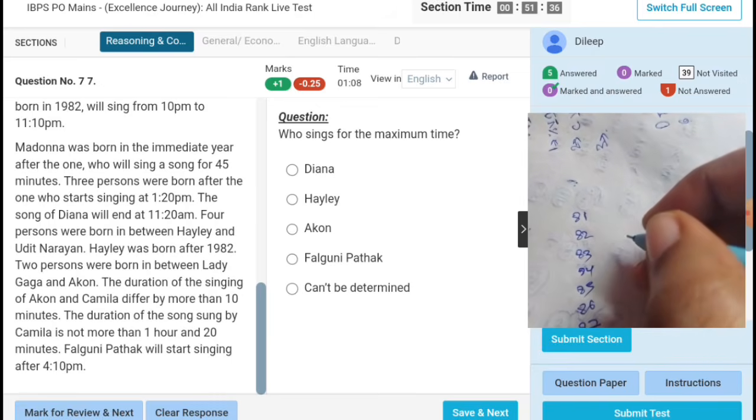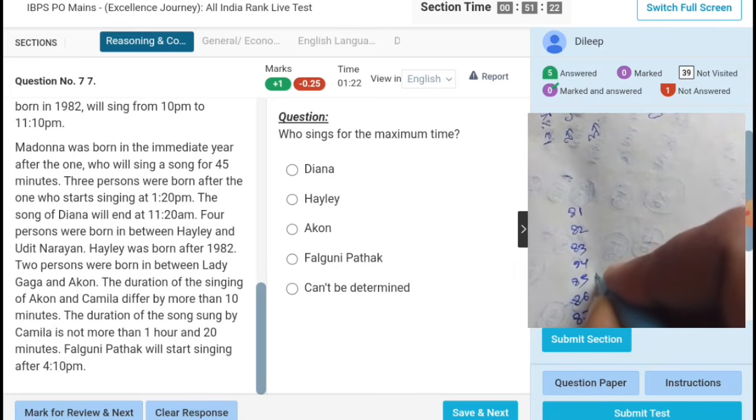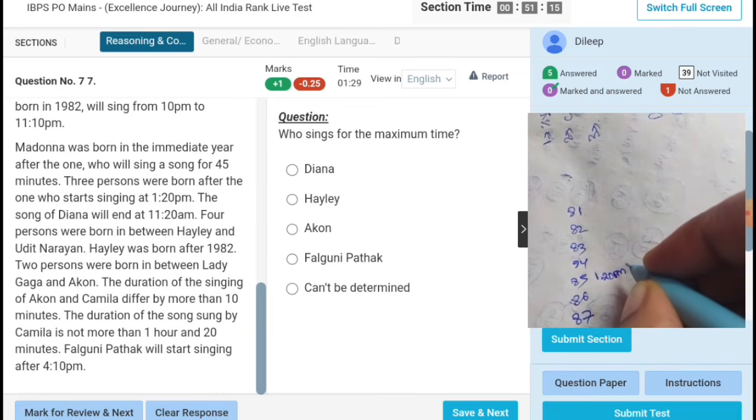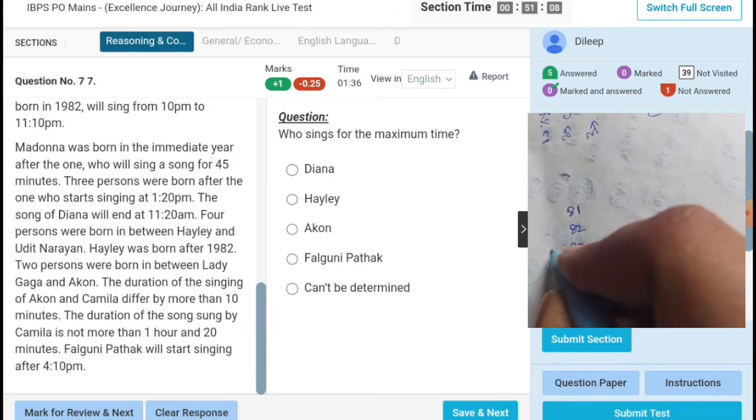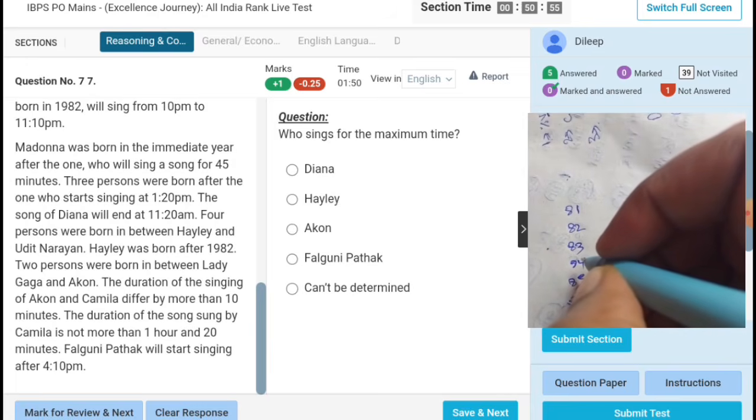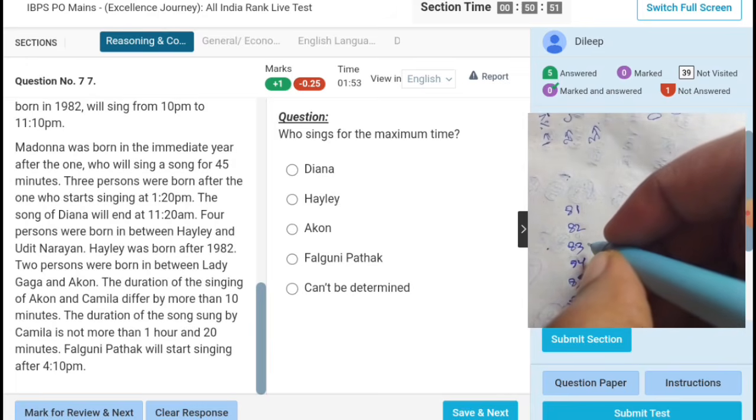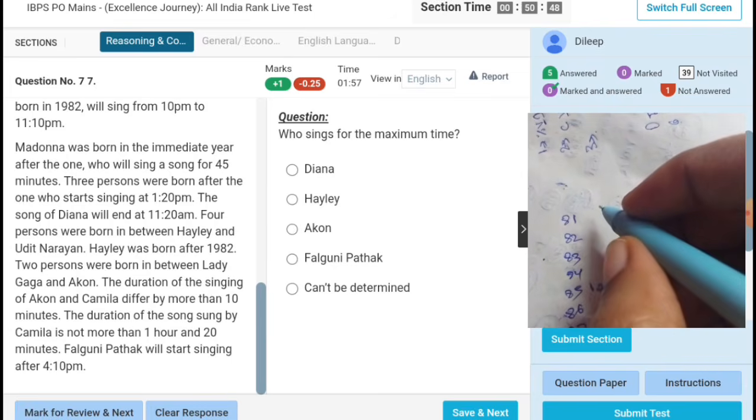So Madonna was born the year immediately after the one who sings 45 minutes. Three persons were born after the one who starts at 1:20 PM. The song of Diana will end at 11:20 a.m. Four positions between Hele and Udit Narayan. Hele was born after 1982. So Falguni Vedak will start singing after 4:10. So 45 minutes.